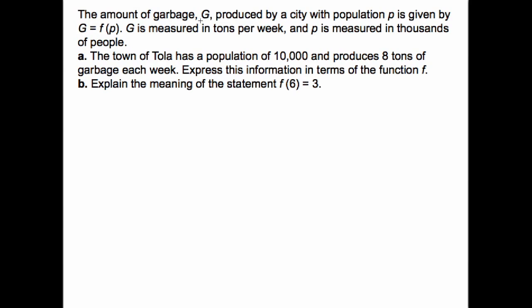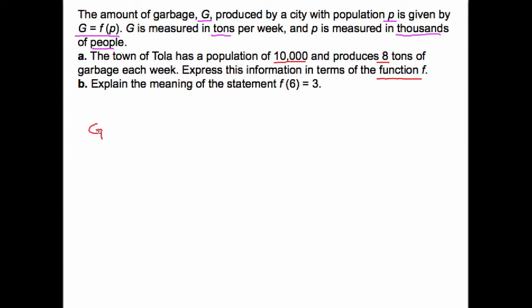The amount of garbage G produced by a city with a population of P is given by G is equal to the function F evaluated at P. Now, G is measured in tons per week and P is measured in thousands of people. The town of Tola has a population of 10,000 and produces 8 tons of garbage each week. Express this information as a function F.